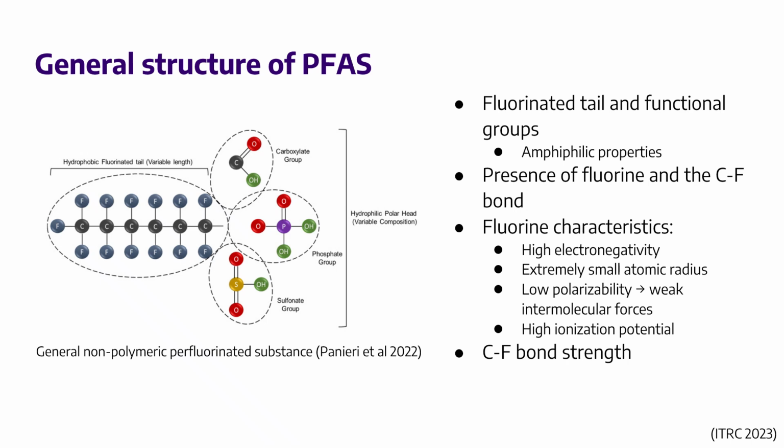PFAS is actually stronger with the surfactant properties compared to traditional hydrocarbon surfactants because of the presence of fluorine. And fluorine has a high ionization potential, which means it's hard to remove the electrons, and this contributes to the resistance to degradation. The carbon-fluorine bond strength also contributes to the resistance to degradation because the carbon and fluorine bond is one of the strongest single bonds in chemistry.